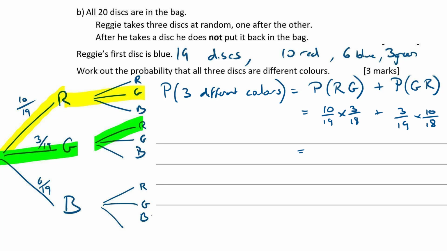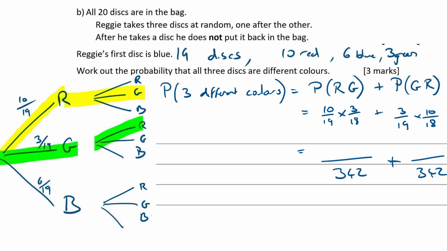Okay, so I've got 10 19ths times 3 18ths plus 3 19ths times 10 18ths. So what's 19 times 18? 19 times 18 is 342. So I'm going to have 2 fractions over 342.